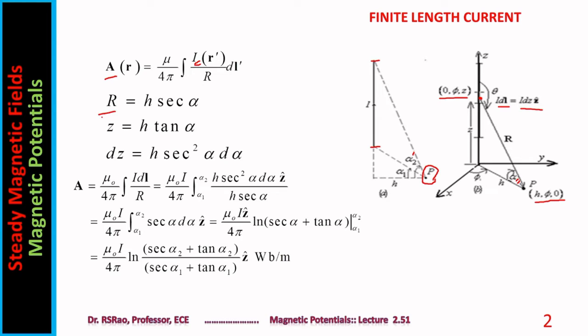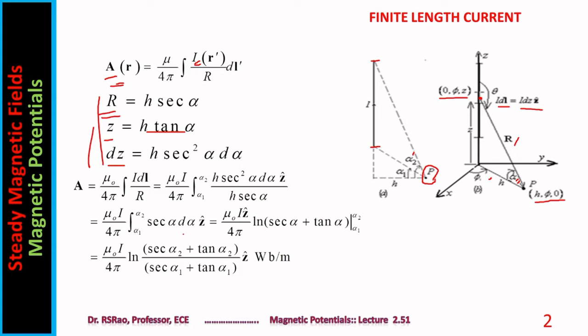Notice, for the present case, r is h secant alpha. This is h, this is r, this is alpha. This is z, z is h tan alpha. So dz becomes h secant square alpha d alpha. Now substituting these quantities in this expression, what you get is A equal to mu naught I by 4 pi integral alpha 1 to alpha 2. These are the limits. With these limits alpha 1 to alpha 2, the entire conductor gets covered. h secant square alpha d alpha z cap by h secant alpha.